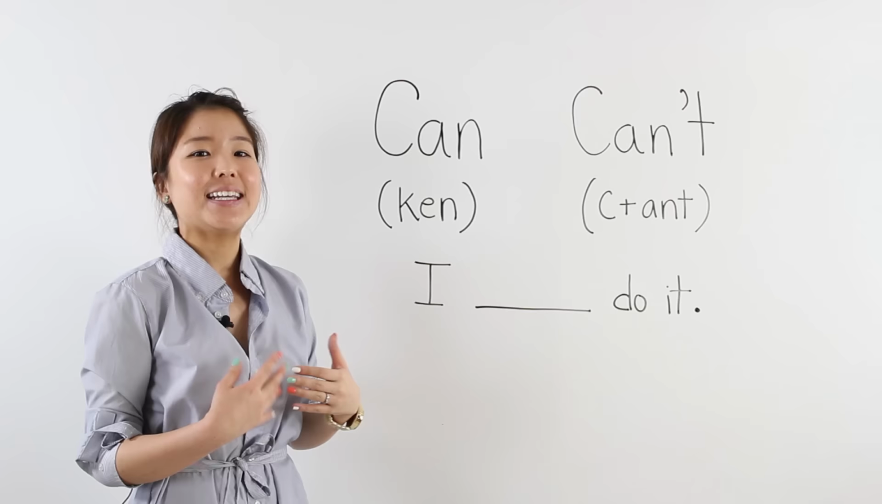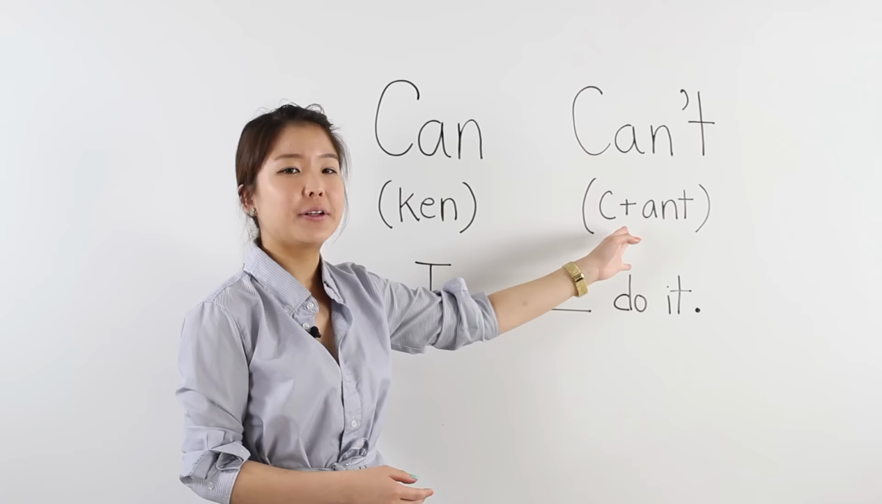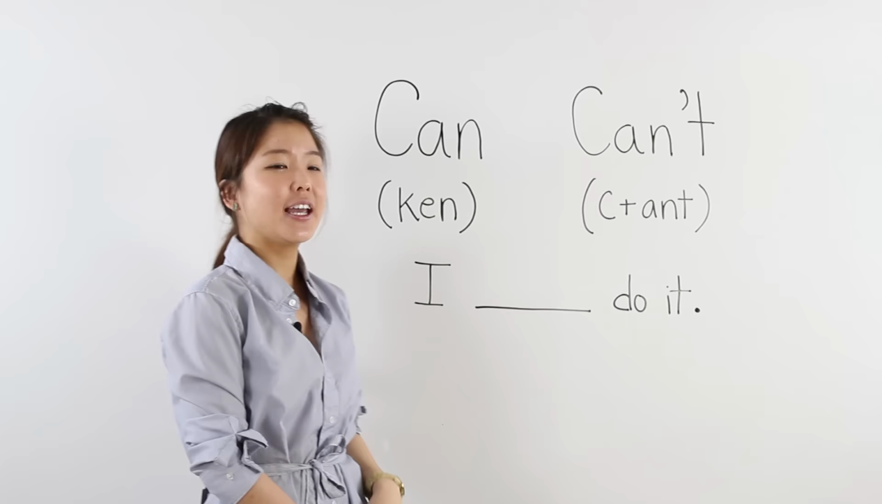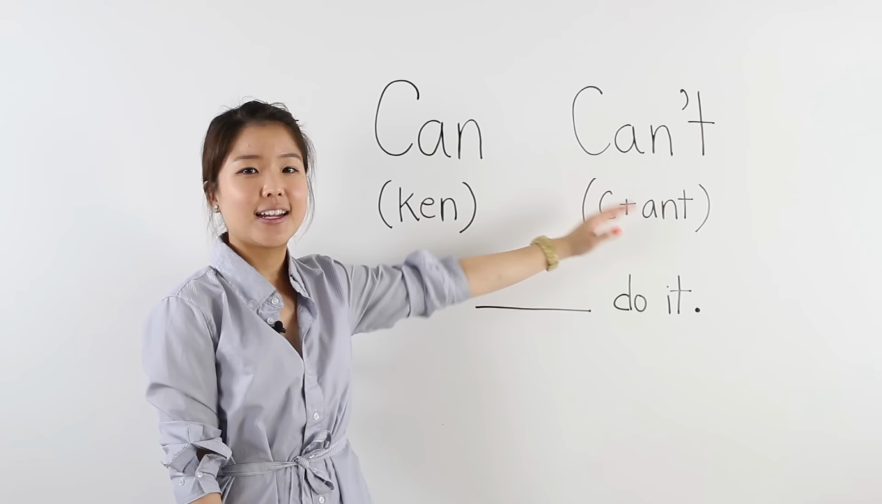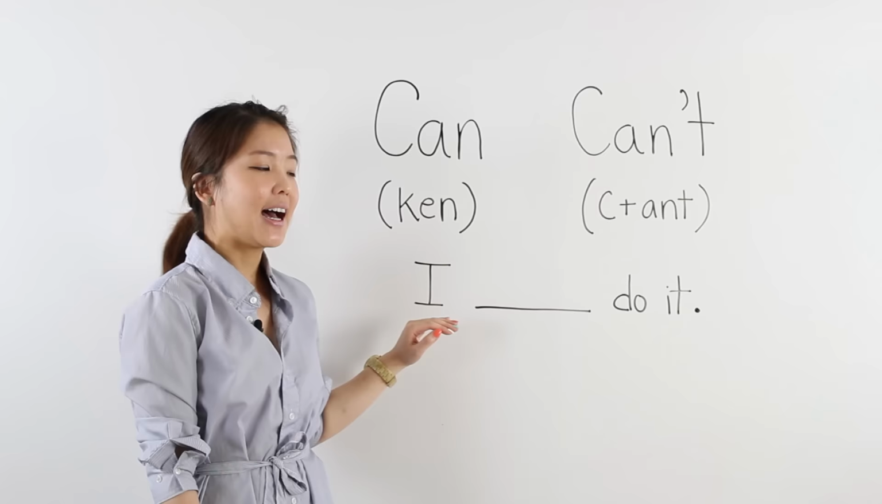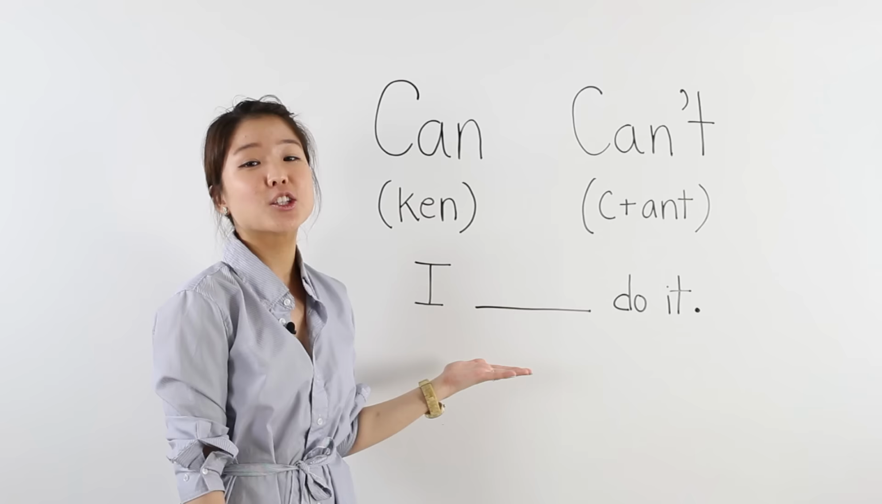Now, this one is can't. If you look down here, I've written the word ant, like the insect. Ant with a C in front. So, practice with me. Can't. Yes. Again, Ken. Can't. Can, can't. Okay, well, let's see if you guys can put it in a sentence. I can do it. I can't do it. Let's do a couple more practices together.